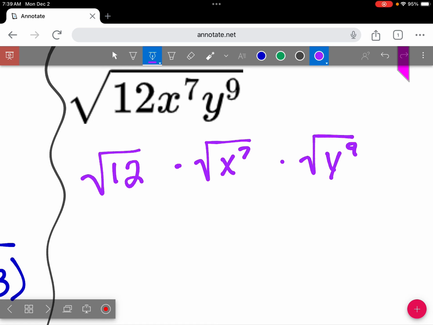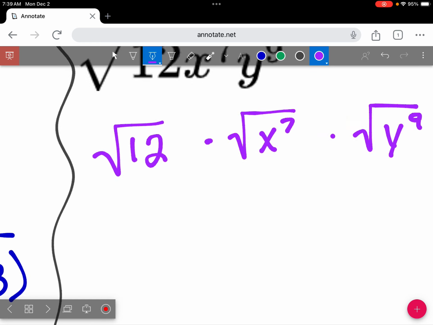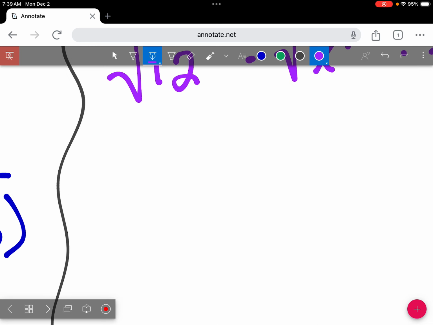So let's see if we can simplify some of these things. Let's look at our square root of 12. It's not as easy to do that one if we think about it as socks. Not impossible, but it's tricky. How are we going to do square root of 12?